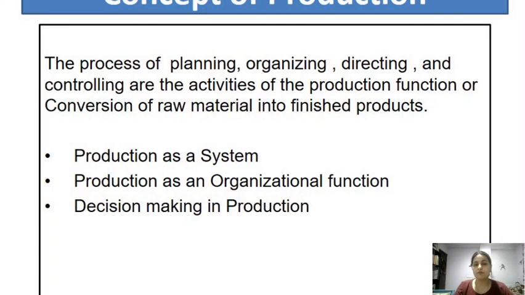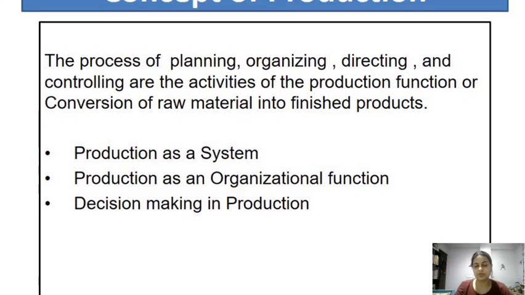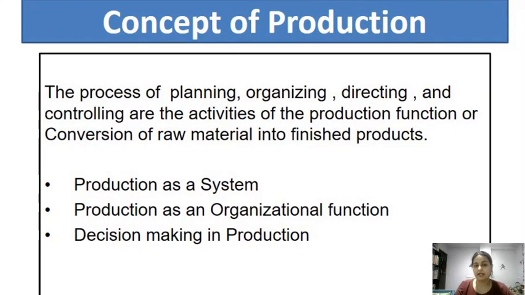The process of planning, organizing, directing and controlling the activities of production function, or we can say conversion of raw material into finished product. You have to understand this simple line that converting the raw material into finished product is called production. Now, to understand the concept of production, we have to understand these three dimensions of the production, that are production works as a system, production is an organizational function, and there is decision making in production.